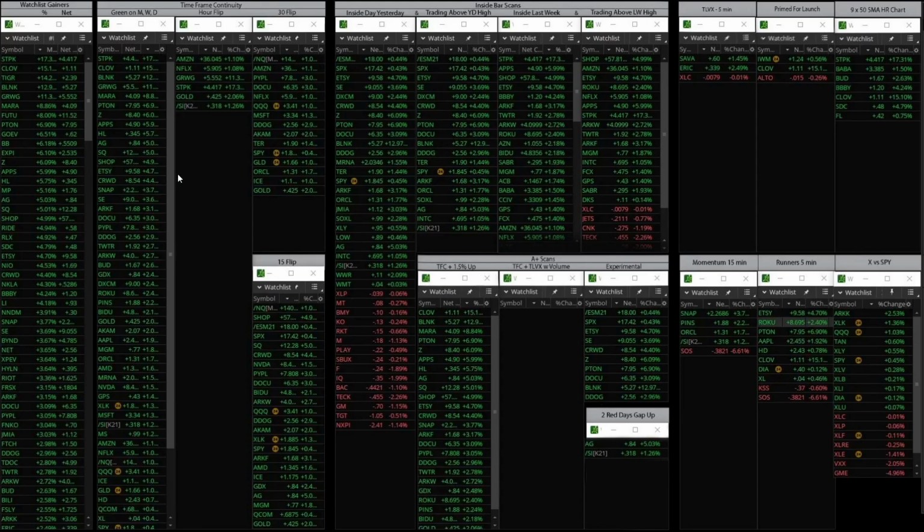It's basically the same exact thing, but just geared towards the short side. So the TFC would be looking for all red candles on those time frames, and we would just be looking for the same criteria, but in the opposite direction. So these columns here, these next four scans that we have here under the time frame continuity heading, the first one we have is green on the month, week, and day.